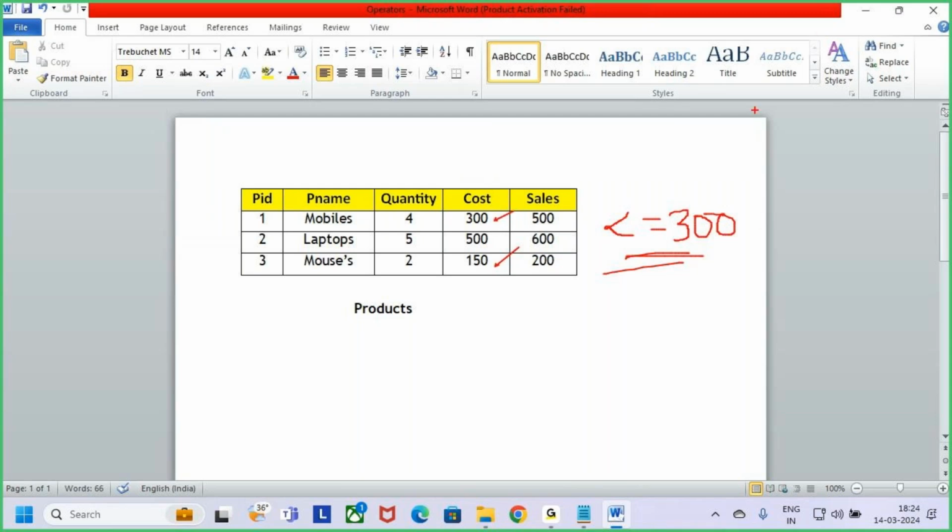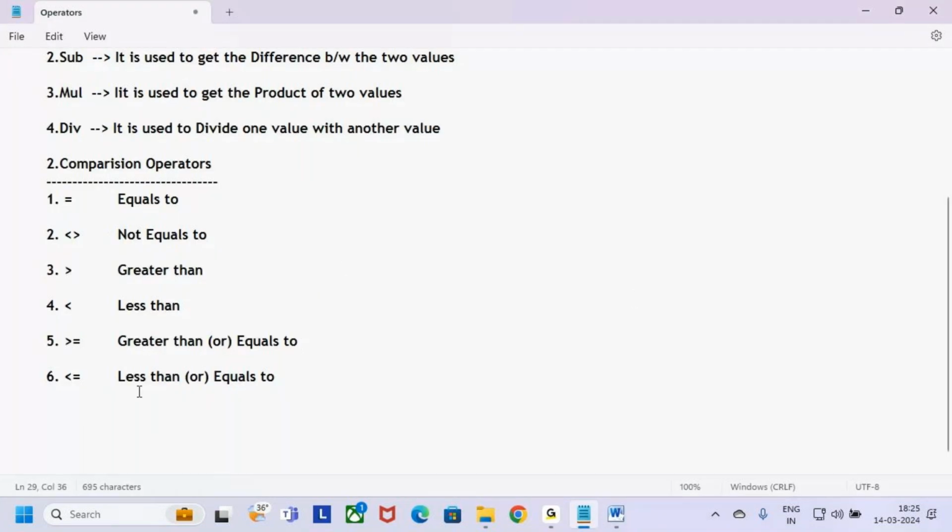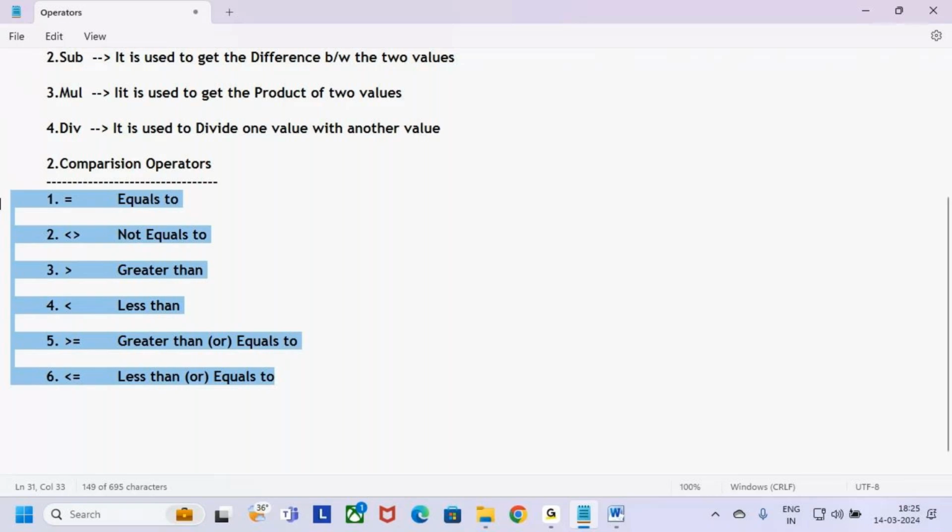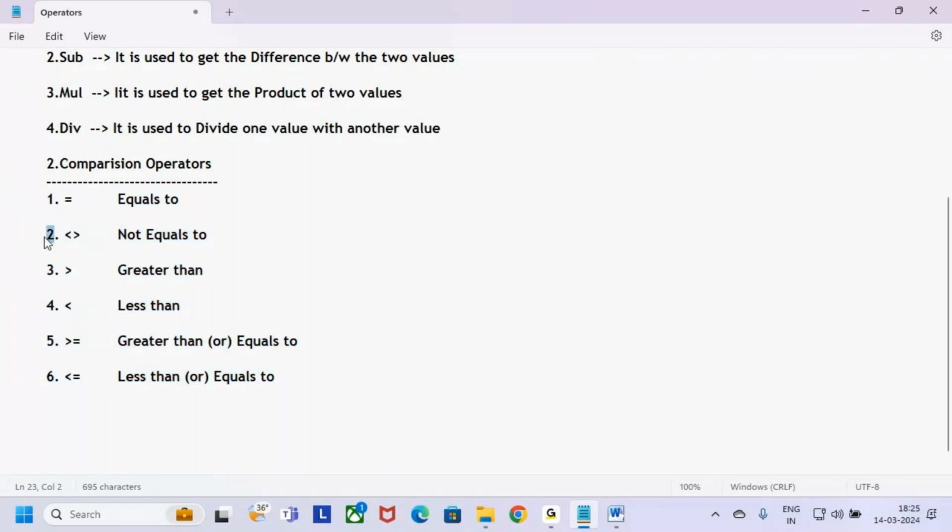So like this, whenever you want to compare the values under the columns, then you need to use the comparison operators. What are the comparison operators? These are the different types of comparison operators. Already you know that equals to, not equals to, greater than, less than, greater than or equals to, and then less than or equals to.